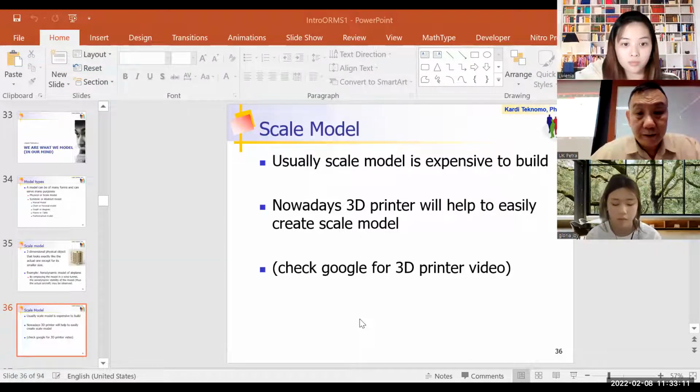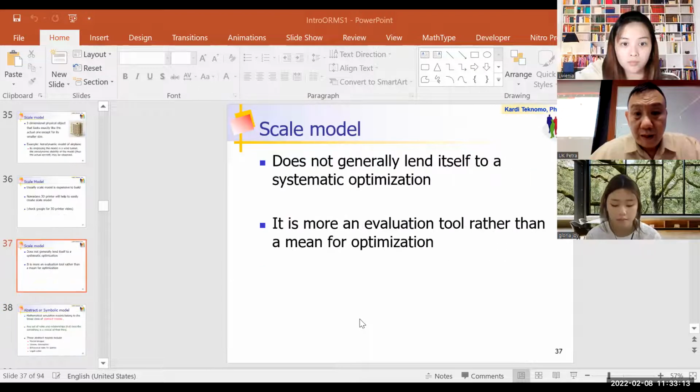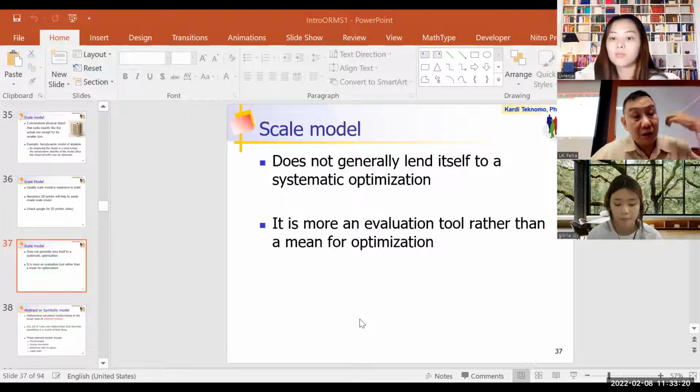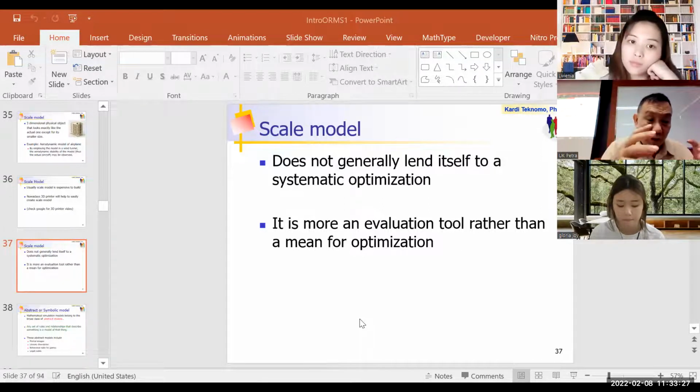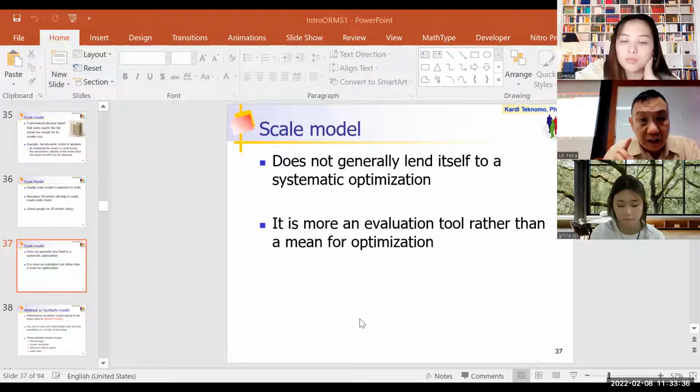The scale model nowadays. So the problem with the scale model is it does not generally lend itself to systematic optimization. You would have to create a lot of scale models at different scales to get useful optimization, but that's very expensive. So in this case, a scale model or physical model is basically more of an evaluation tool rather than for optimization, right?